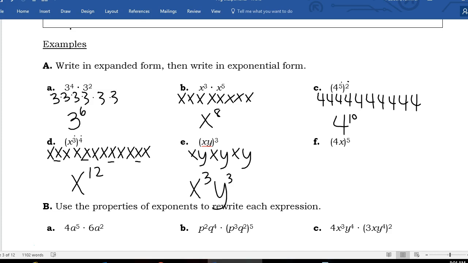I think this is the number one easiest one that people mess up on because they forget to put the 3 on the x also. They only put the 3 on the last thing, but anytime there's a 3 outside on a power like that, it goes on everything. This one's really the same thing. Expanded form, I have 5 groups of 4x.